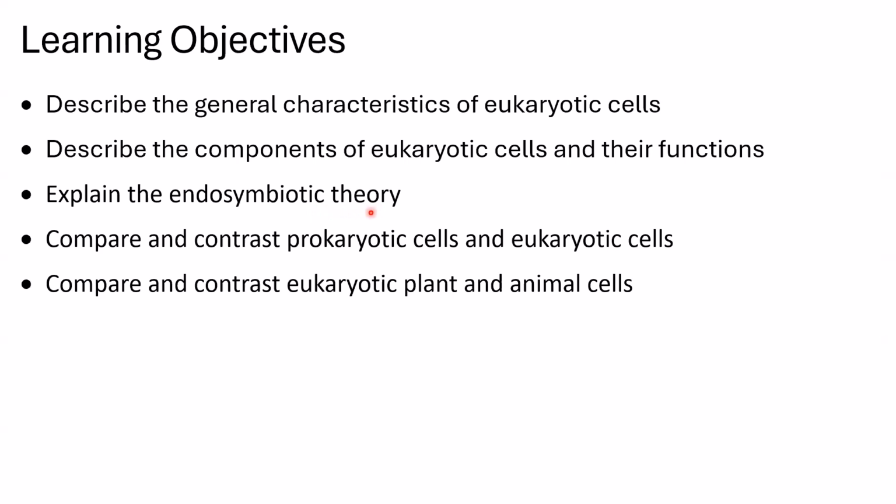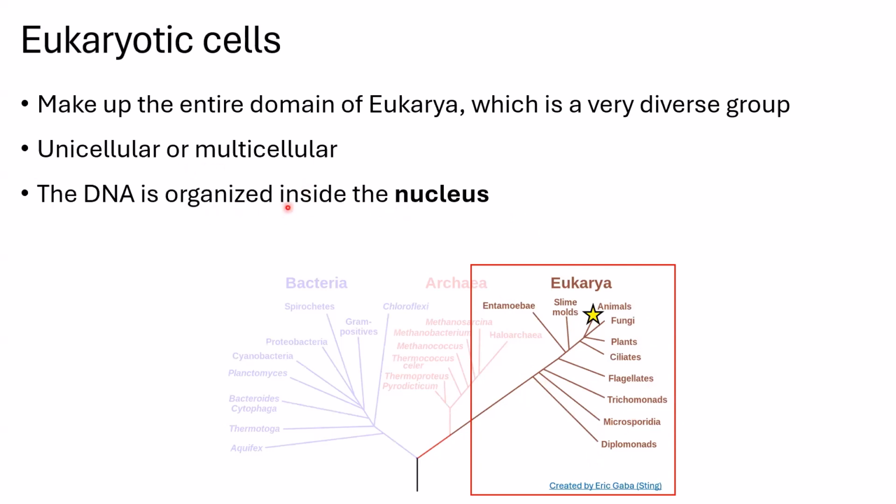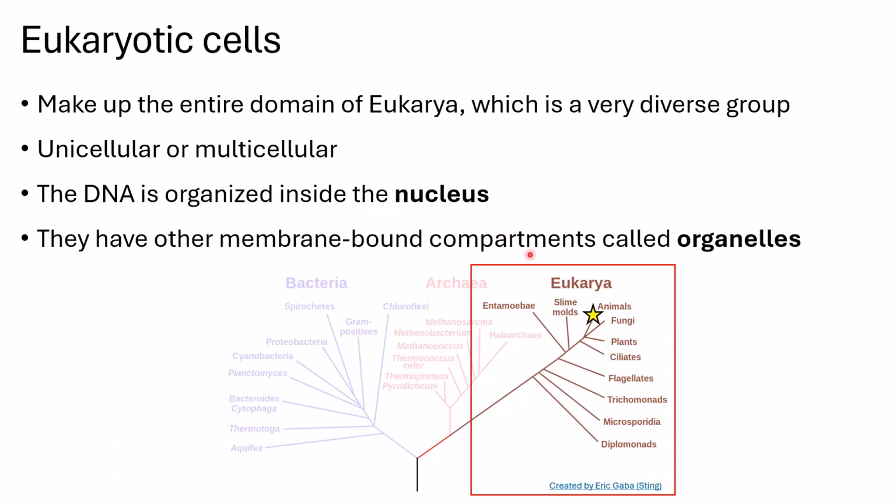By the end of this video, you will hopefully also be able to compare and contrast prokaryotic and eukaryotic cells, and also animal and plant cells. Eukaryotic cells make up the entire domain of eukarya. This is a very diverse group that contains animals, plants, fungi, and protists. They can be unicellular or multicellular, and they are distinguished from prokaryotic cells by the presence of a nucleus that encloses the DNA. They also contain some other complex structures called organelles.